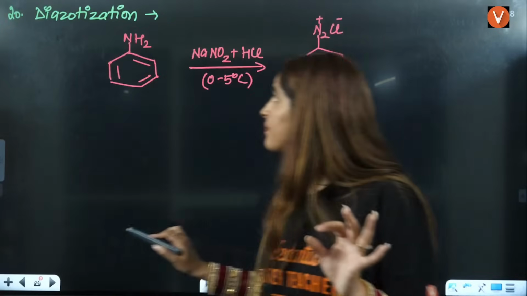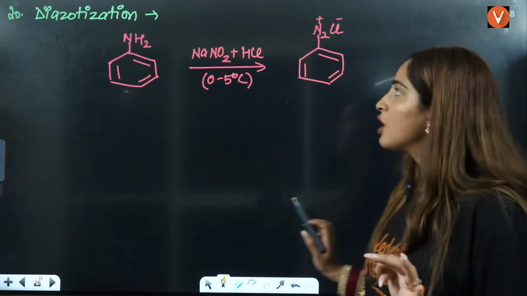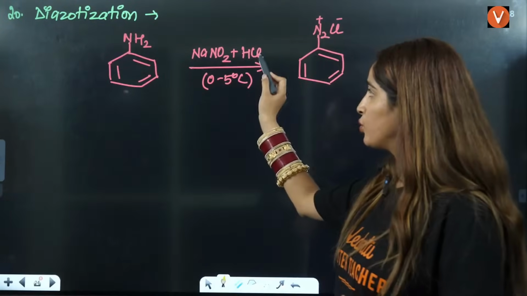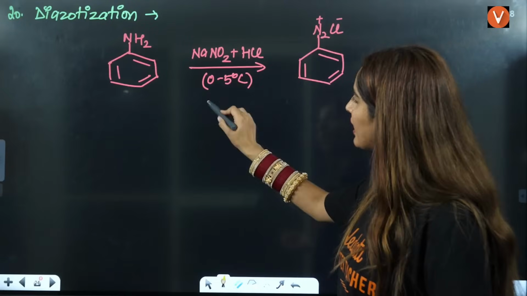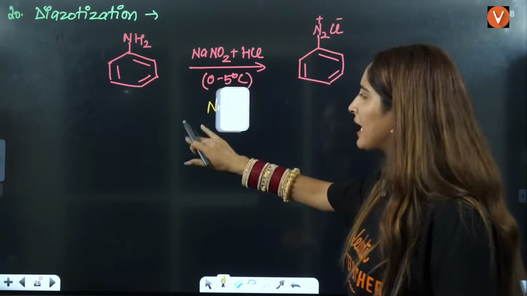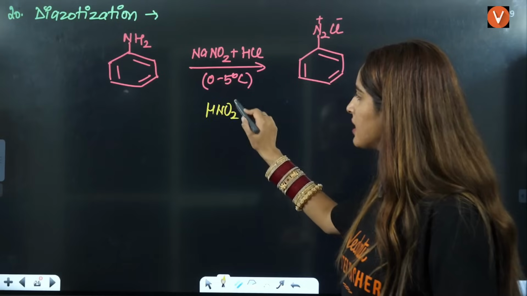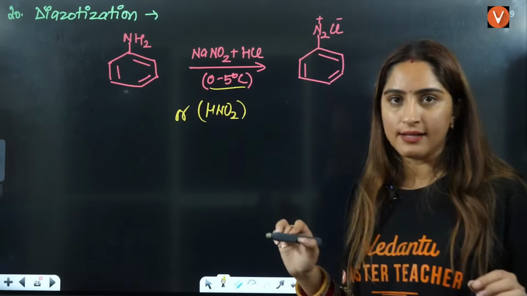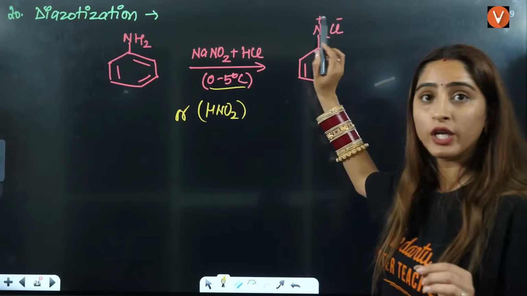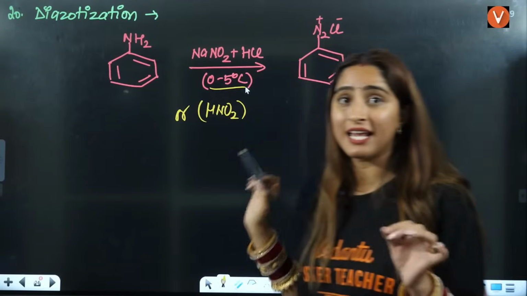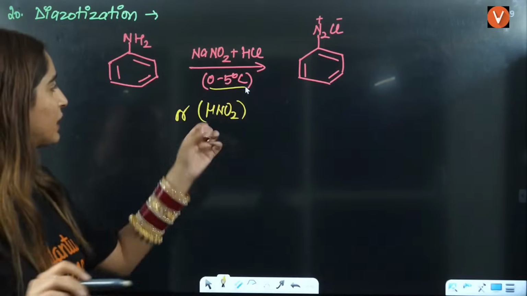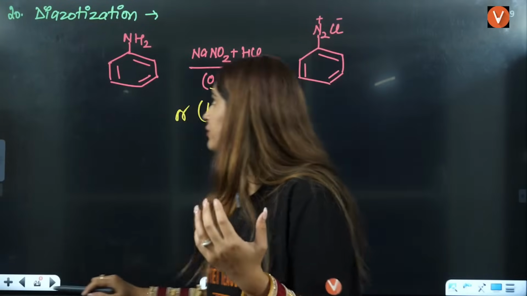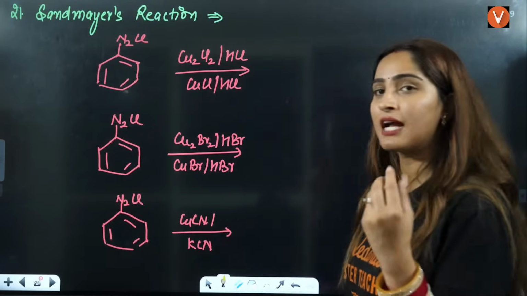Got it? Now, next is diazotization. Diazotization is when you have aniline, you add NaNO2 and HCl, or you can directly add HNO2, that is also applicable. At 0 to 5 degrees Celsius, this will be converted to a diazonium chloride, that is N2+ Cl-, which is quite stable between 0 to 5 degrees Celsius. From there, we can prepare a lot of things. Let us see what are the other things that we can prepare.